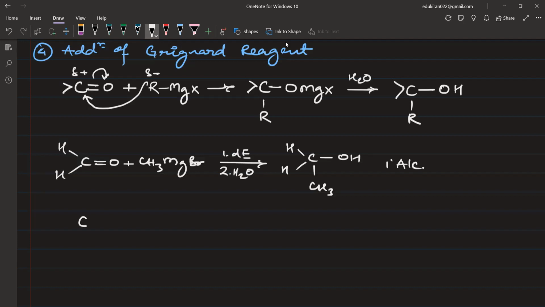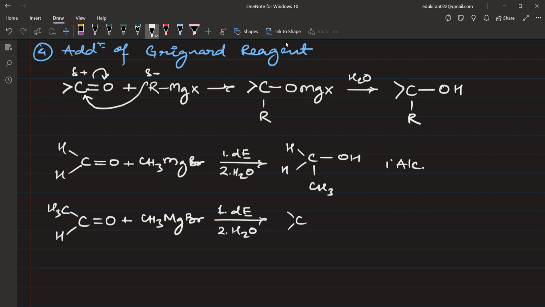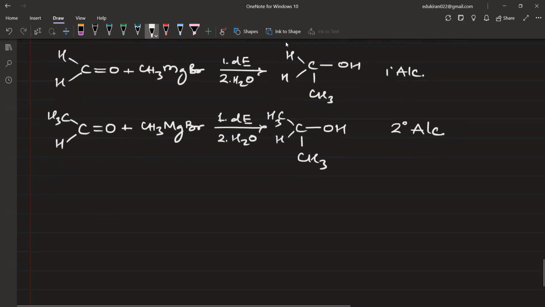But if one of the hydrogens is rather a carbon, a methyl group, C double bond O, CH3MgBr. First step we are using dry ether. The second step we are using H2O as a solvent. Here everything is same, CH3 and hydrogen, they do not change. Oxygen gets converted to OH and this gets converted to CH3. We add a CH3 here. As you can see, hydroxyl group is connected to a carbon atom that is further connected to two different carbon atoms. So this is 2-degree alcohol. So formaldehyde gives 1-degree alcohol. Any other aldehyde gives 2-degree alcohol.